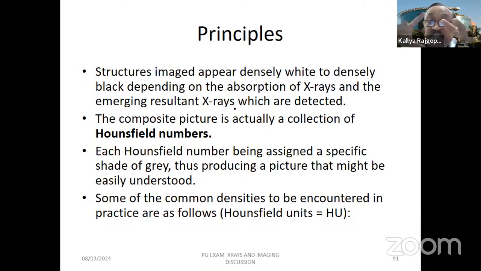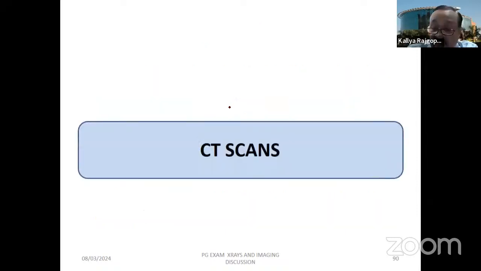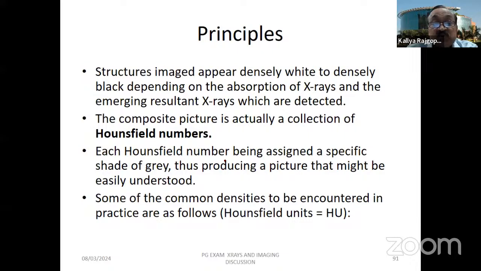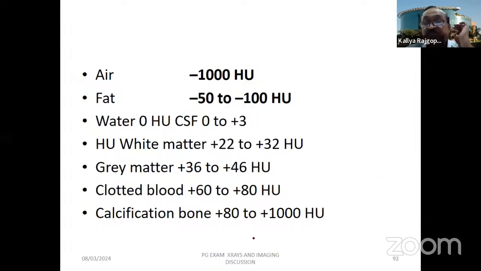The composite picture is what has been called Hounsfield numbers, based on Hounsfield units, right? There are various shades, out of which the gray depends upon the Hounsfield units. Now I will give you this one slide which you should know, because whenever you watch a CT scan, you are going to see this black thing. So what is it? That is the air. Air has the lowest, minus 1000 Hounsfield units.